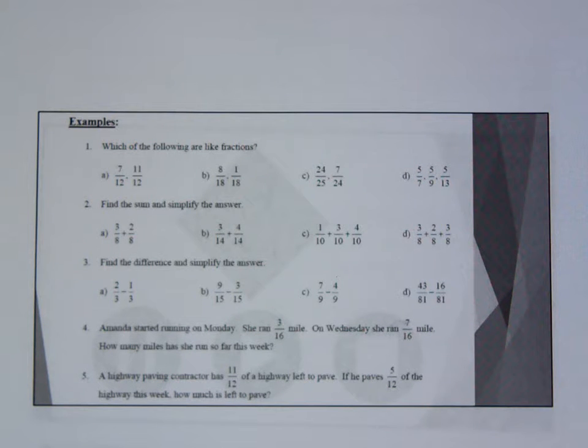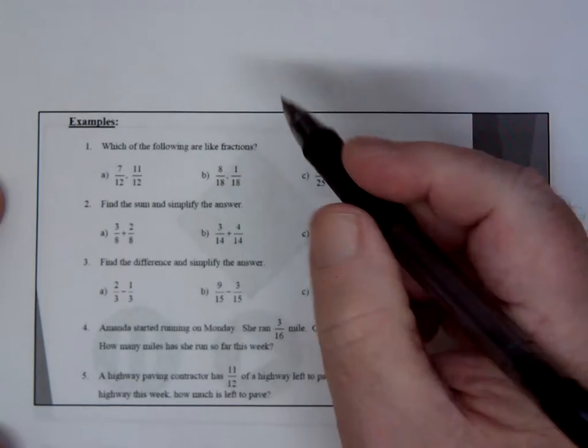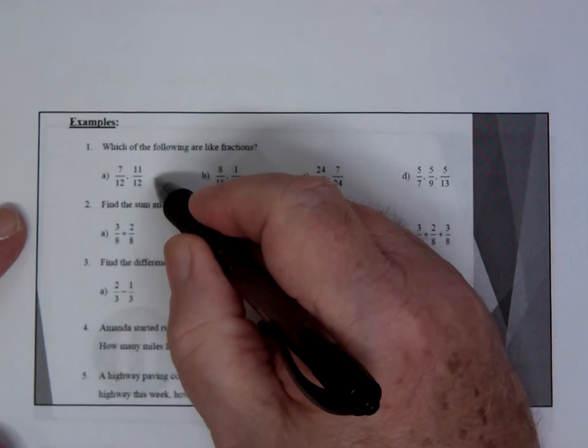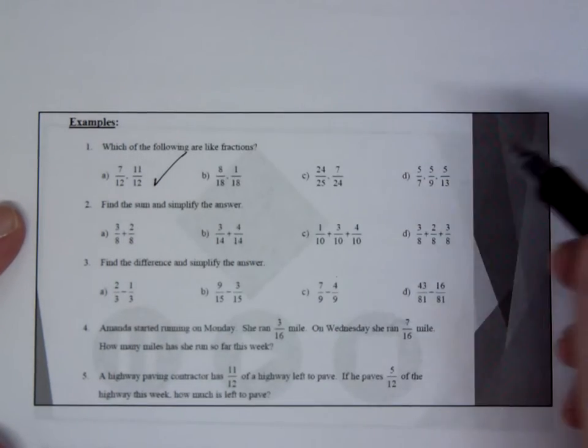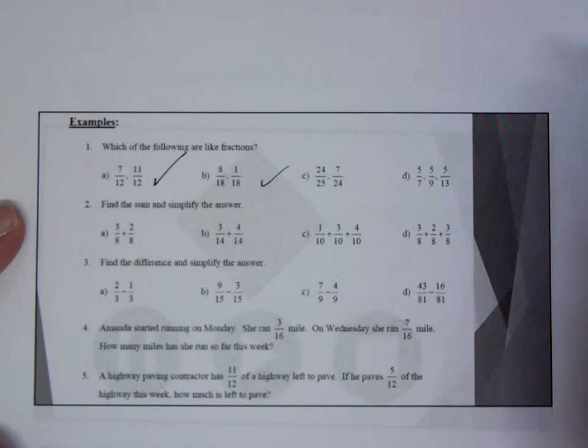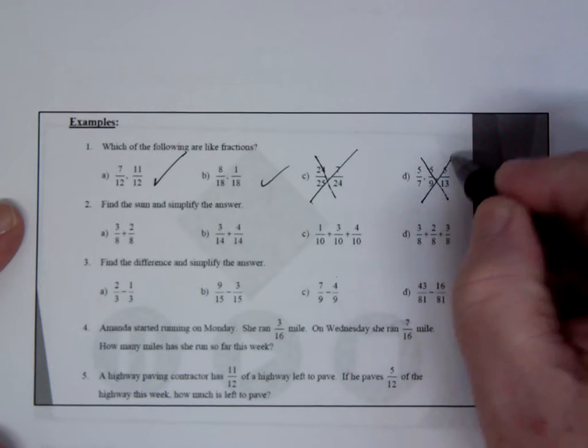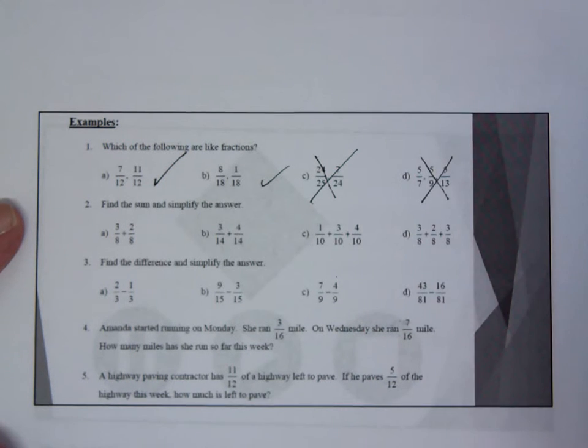Well, I'm back now, and so let's answer some of these. So which have like denominators? Or like fractions, rather. They have the same denominator, so that is a like fraction. That is a like fraction. That is not a like fraction because the denominators are not the same, and these are not like fractions because the denominators are all different.